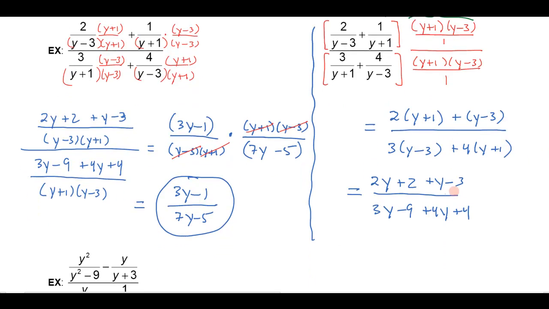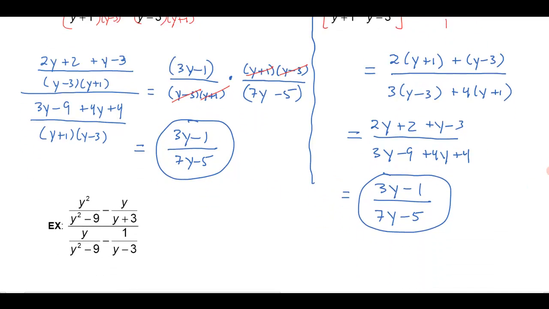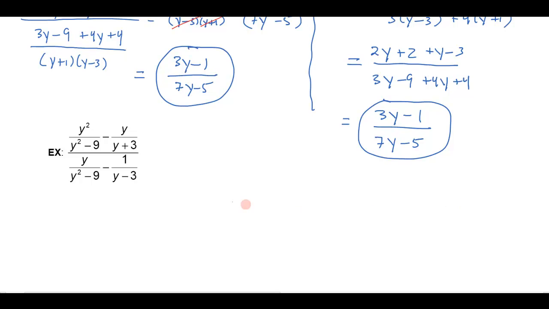And so when I do that, my final answer is going to be 3y minus 1 on the top over 7y minus 5 in the denominator. Okay, and of course we got the same thing there. All right, let's do one last problem here just to illustrate how easy this second technique can be.